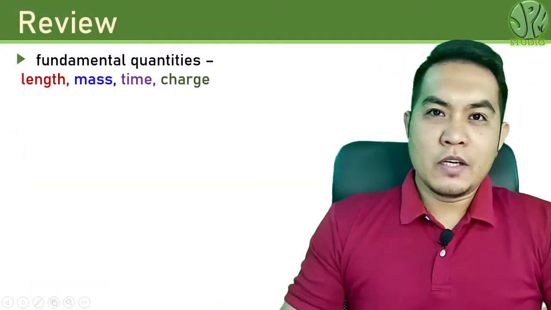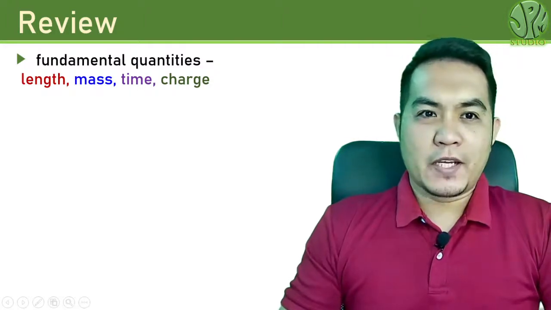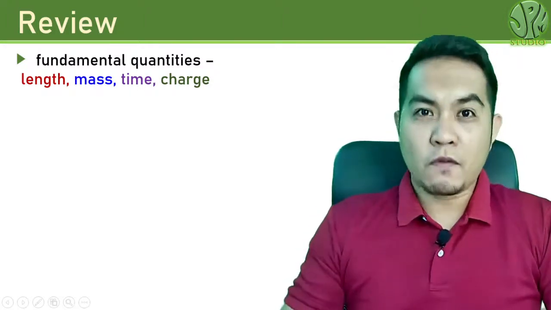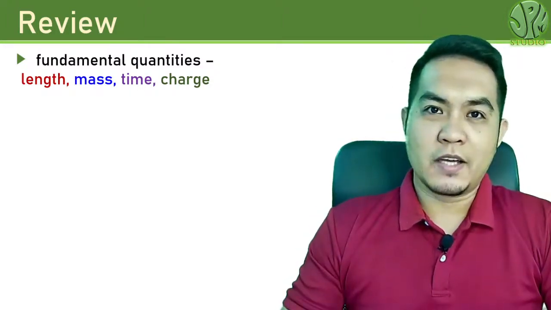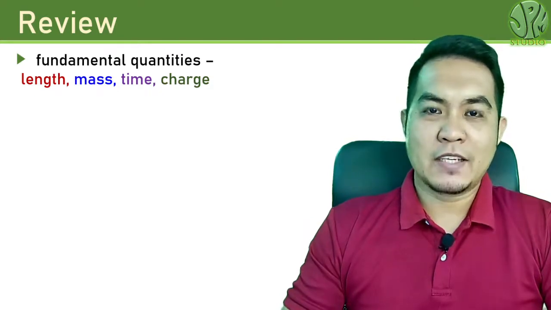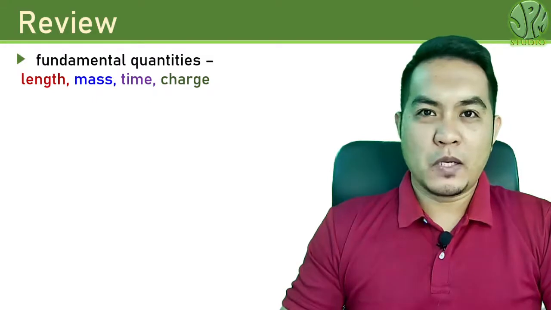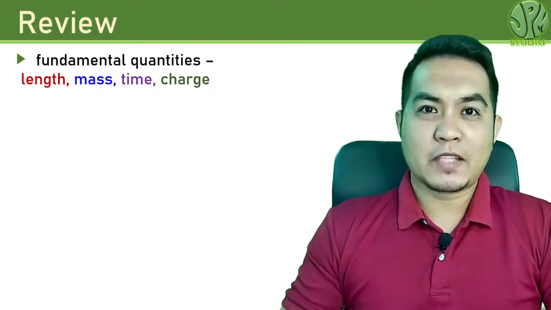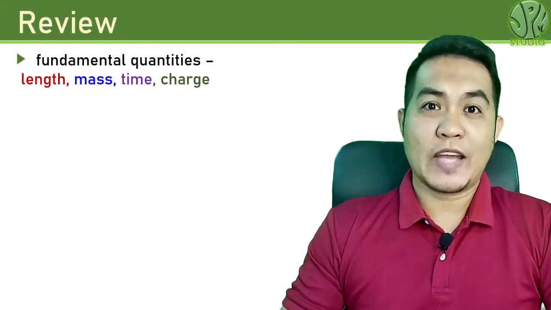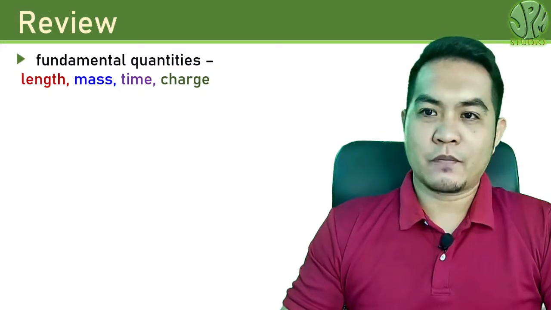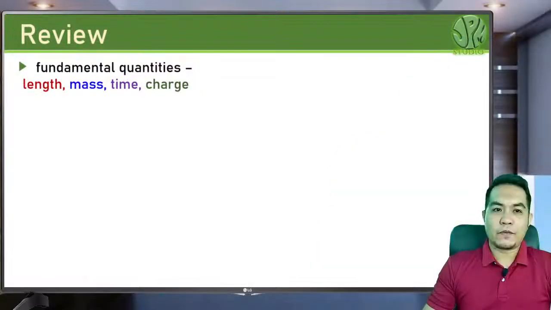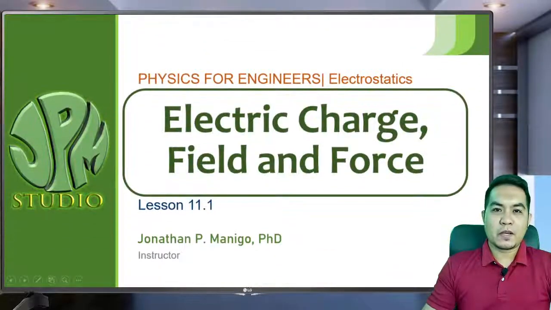In your course on mechanics, you have discussed the four fundamental physical quantities. They are length, mass, time, and charge. In this chapter, we will be focusing on the fourth fundamental quantity, which is called electric charge. For the first lesson, we will be talking about the relationship between the electric charge, the electric field, and the electric force.